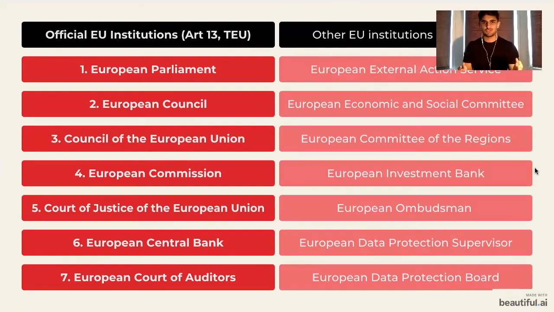The 7 official institutions are listed in the Treaty on the European Union in Article 13. And it's the Parliament, the Council of the EU, which is different to the European Council, the European Commission, Court of Justice, Central Bank, and the Court of Auditors. And we'll look at each one in turn and how it relates to the legislative process, because this is a law course. And so we won't be focusing on the politics of it. We'll be looking at the law.